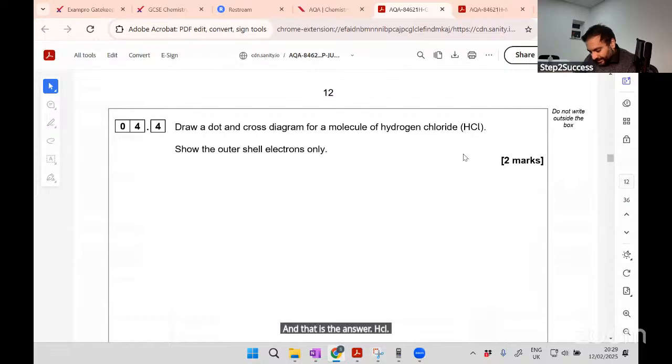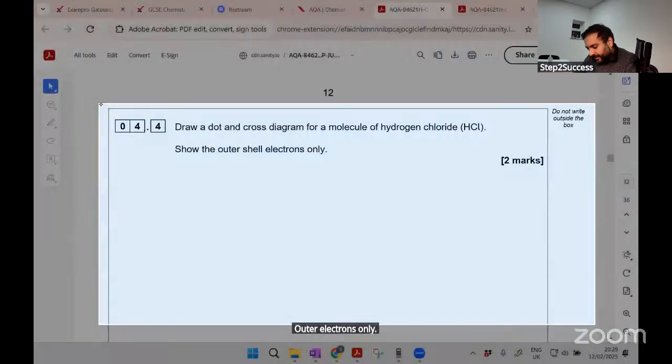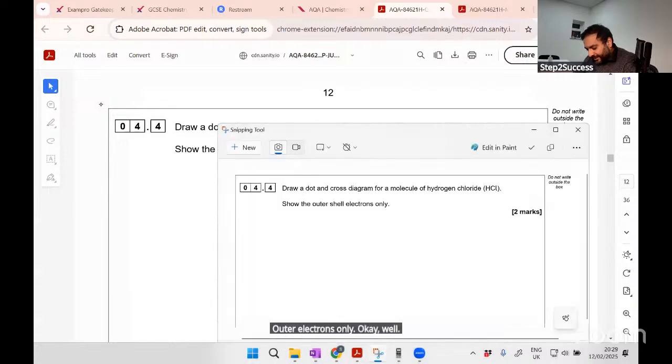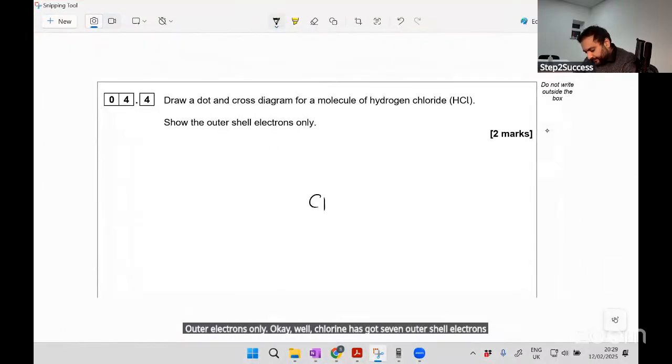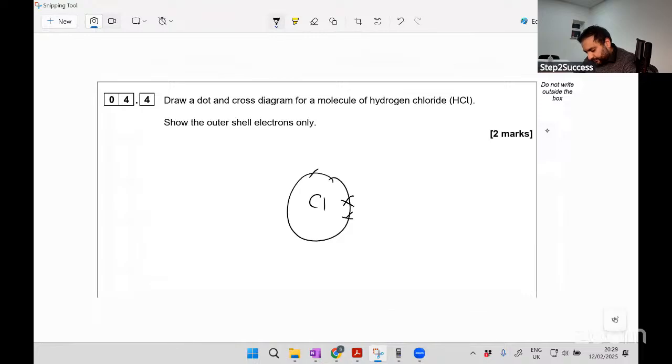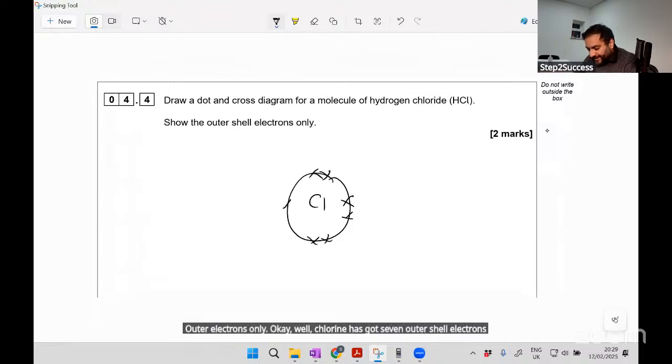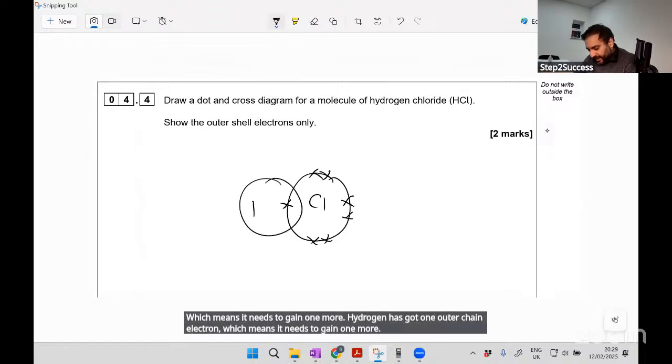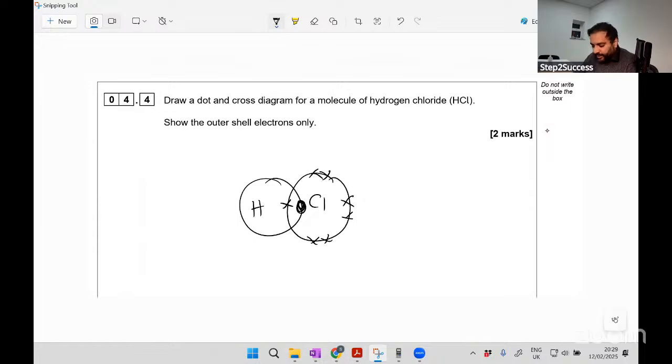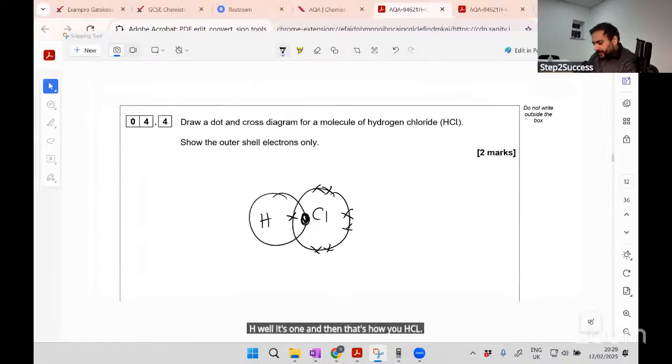HCl, outer electrons only. Chlorine has 7 outer shell electrons, which means it needs to gain one more. Hydrogen has 1 outer shell electron, which means it needs to gain one more. H with its 1, and that's how you get HCl.